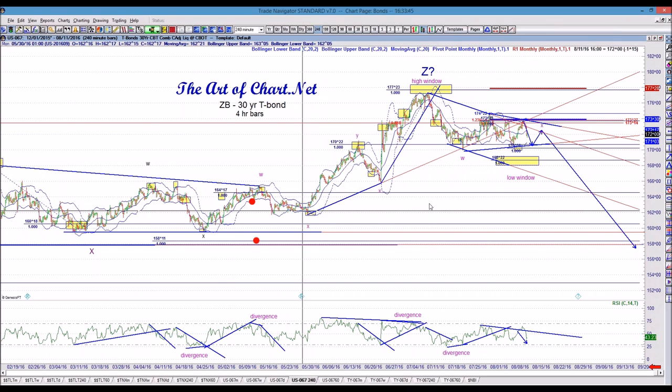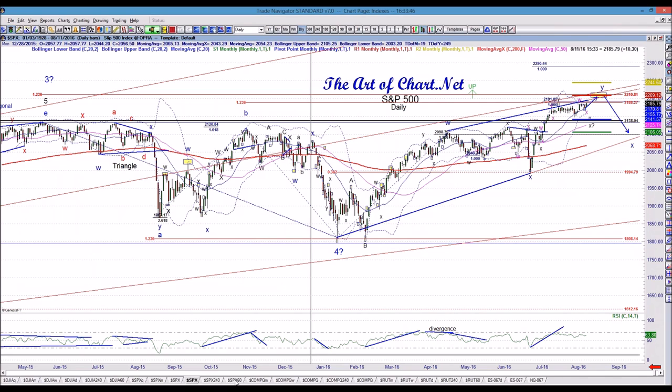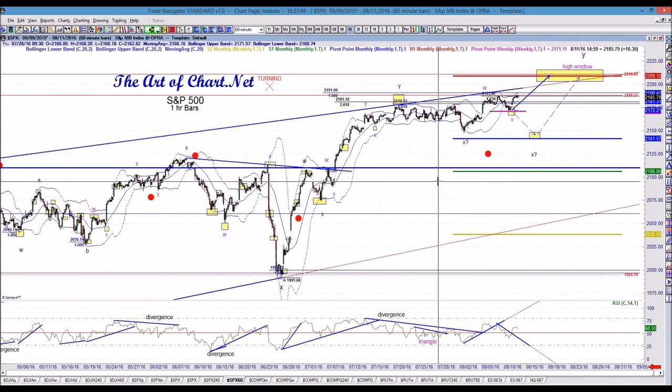Let's see the S&P here. Hold on a second. This is where the Jeopardy song gets to play in the background. We have to find that tape.